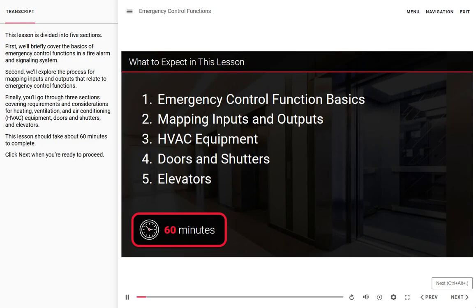This lesson is divided into 5 sections. First, we'll briefly cover the basics of emergency control functions in a fire alarm and signaling system. Second, we'll explore the process for mapping inputs and outputs that relate to emergency control functions. Finally, you'll go through 3 sections covering requirements and considerations for heating, ventilation, and air conditioning, or HVAC equipment, doors and shutters, and elevators. This lesson should take about 60 minutes to complete. Click Next when you're ready to proceed.